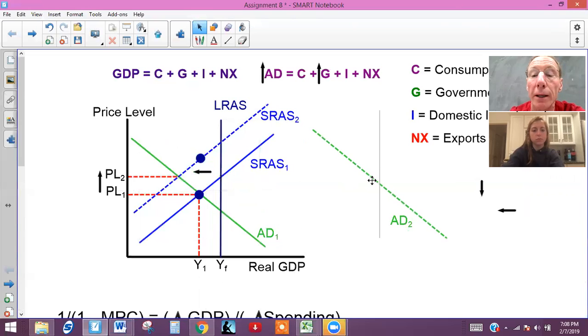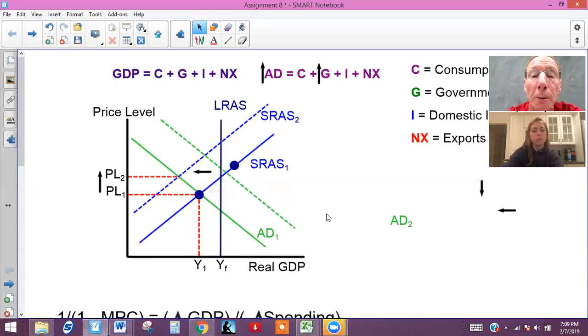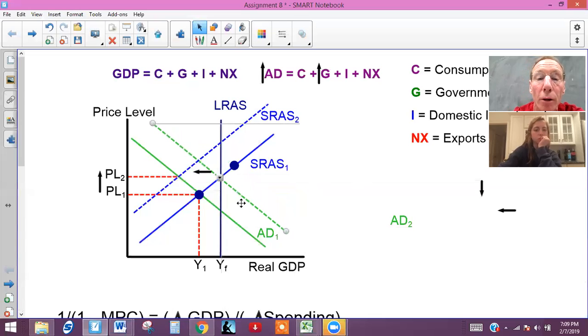Now, if we're in a situation where we're above the long run potential, up here, then the government would want to increase taxes, which would lower disposable income. If the government increased taxes, that would shift the aggregate demand curve to the left. So fiscal policy is designed to shift aggregate demand whichever way it needs to shift to get us to our potential GDP right here.